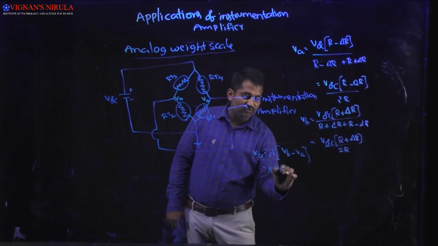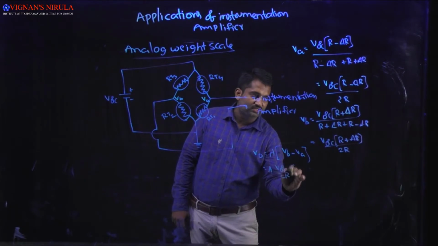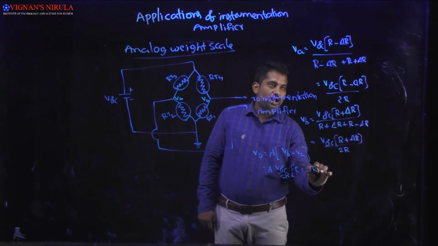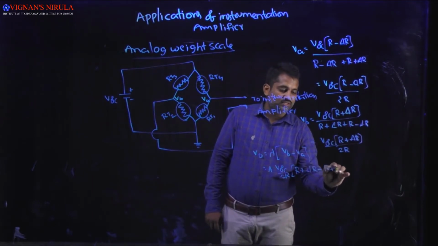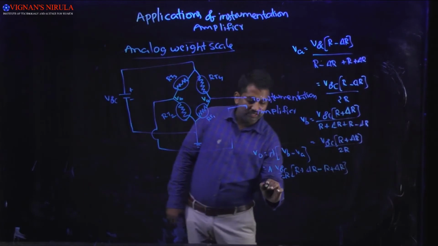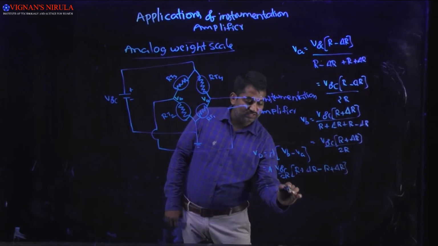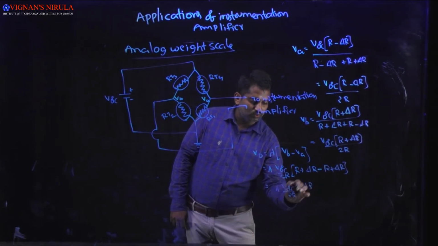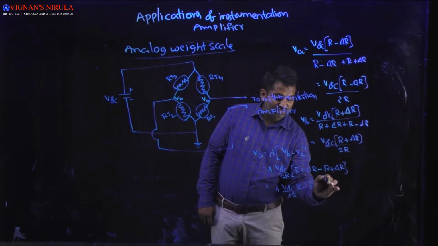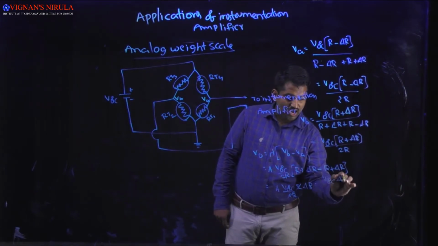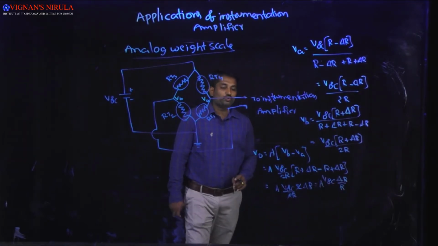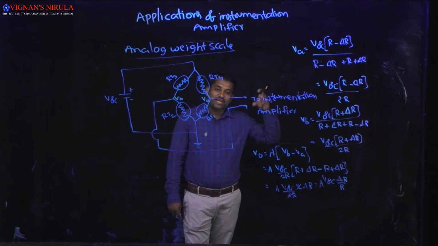A is gain and VDC by 2R, if you take it as common, then it becomes R plus delta R minus R plus delta R. Then what you will get is A into VDC divided by 2R into 2 into delta R. So 2 will be cancelled. We will get VDC into delta R divided by R into A, which is nothing but the output voltage, when you are placing an element on the analog weight scale.